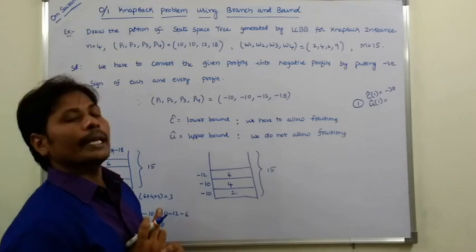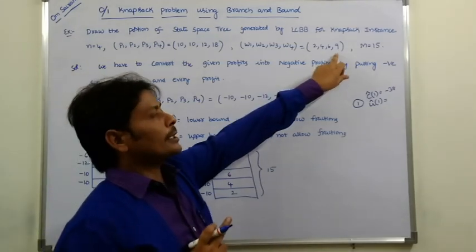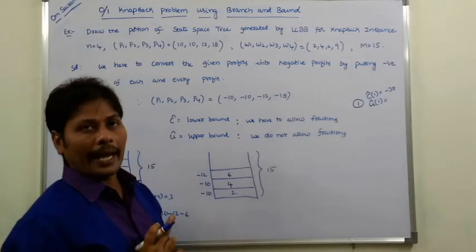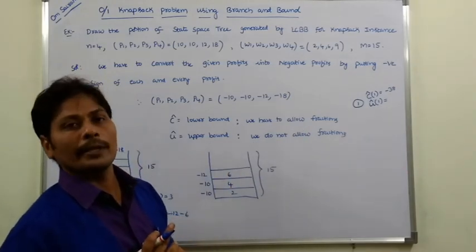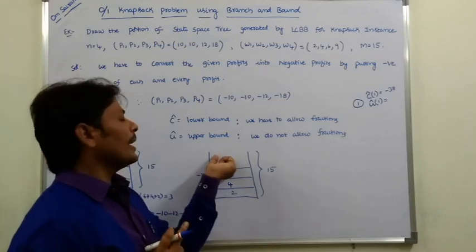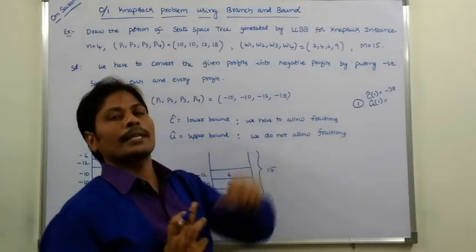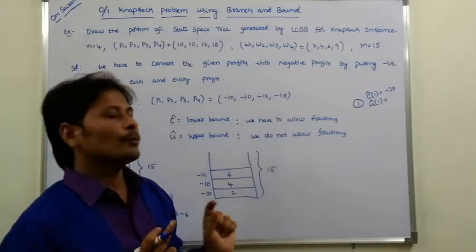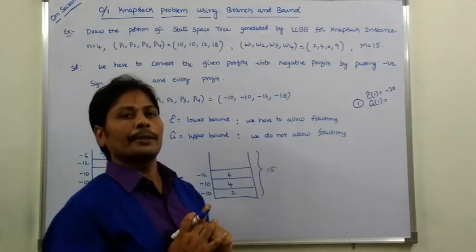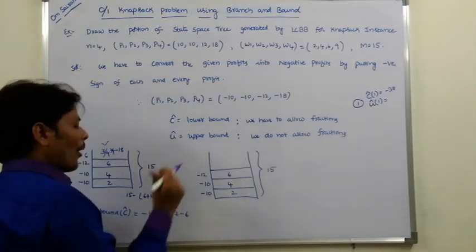So what is the remaining capacity? That is 3. But the fourth object's weight is 9. So we do not place the complete object into the knapsack because the remaining capacity is only 3, but the weight of the fourth object is 9. So we do not allow the fractions. We do not place the object into the knapsack. Now we have to stop placing the objects.